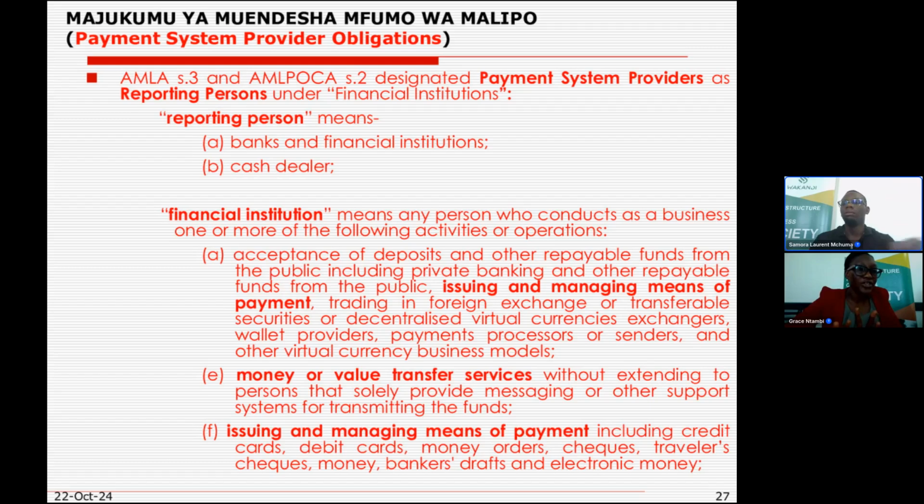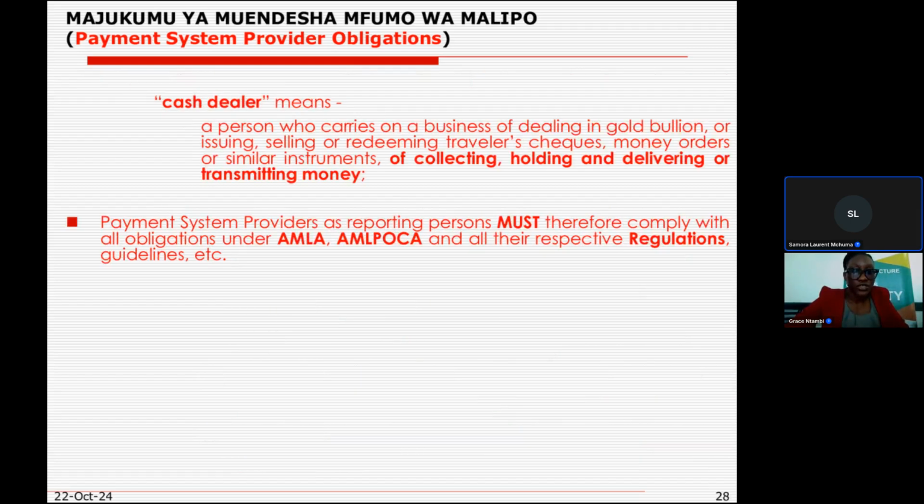All of us in the financial sector, in short, we are supposed to have a reporting person who flags suspicious transactions. It also explains the financial institution as money value transfer services without extending presence, and issuing and managing means of payment. So this explains who a reporting person is, who is responsible for flagging the suspicious transactions.